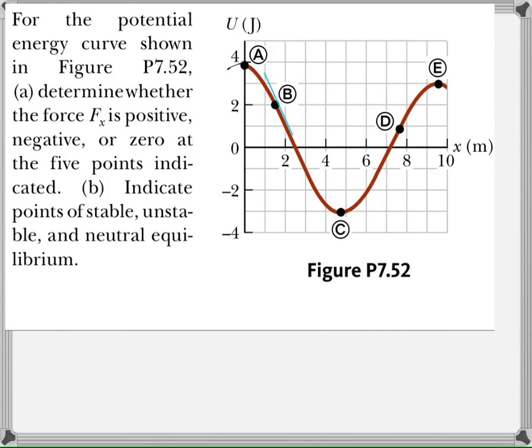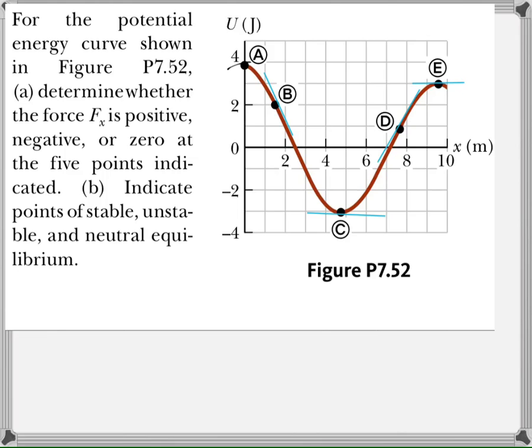What about C? It's a local minimum. So obviously, the tangent line has a zero slope. So the force at point C is zero. What about D? If you draw a tangent line, it has a positive slope, but the force is negative, because force is minus dU/dx, minus the slope. And point E is a local maximum. The tangent line has zero slope, so the force is zero at point E.